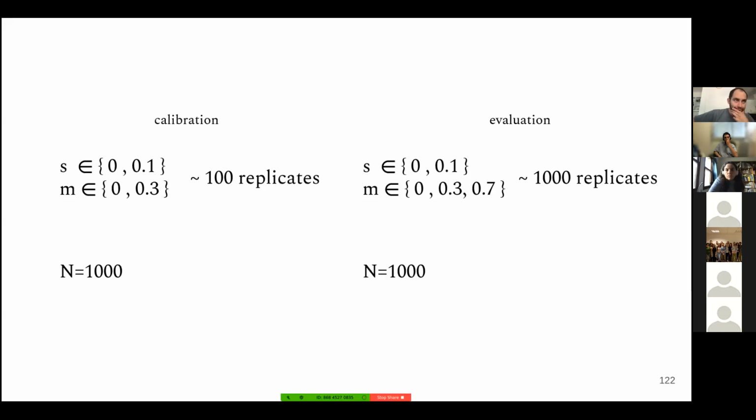For each set of parameters, around 100 replicates were simulated for calibration and 1,000 for evaluation. And in all cases, population size remained constant at N equals 1,000 individuals.